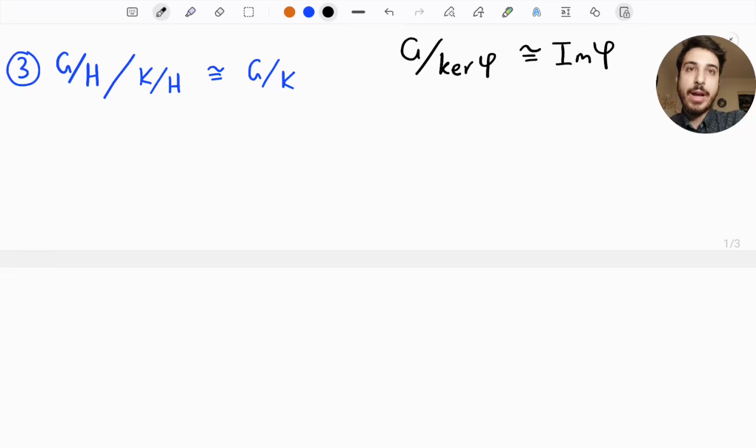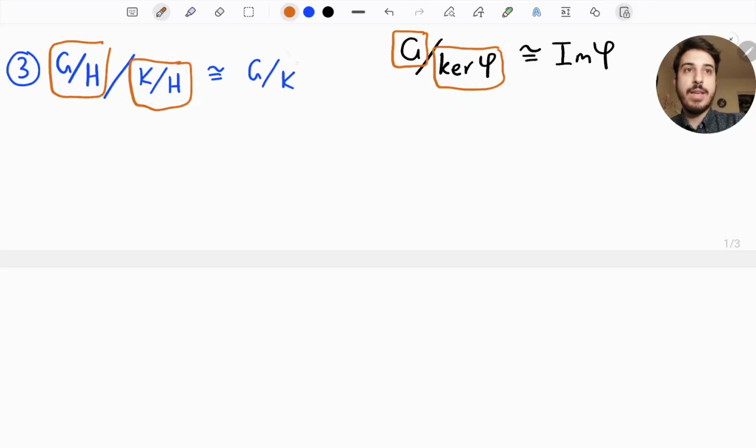We need to somehow relate the statement we want to prove with the result that we have. And the way to do that is associating. You look here that G/H can take the place of the group G, K/H can take the place of the kernel of phi, and G/K hopefully takes the place of the image of phi.